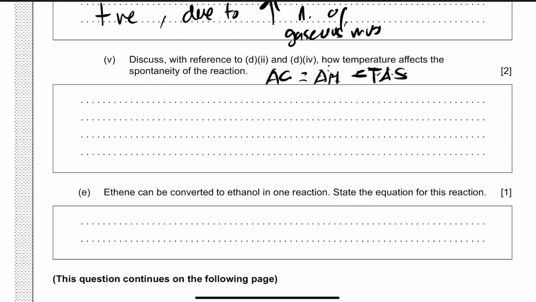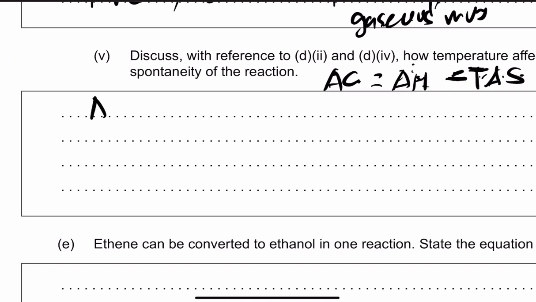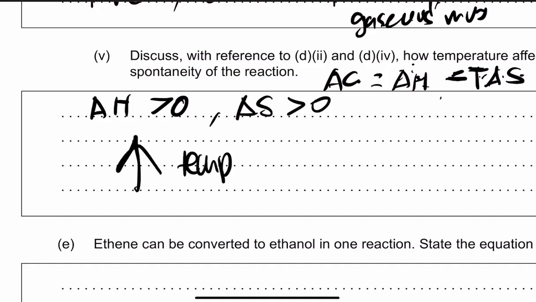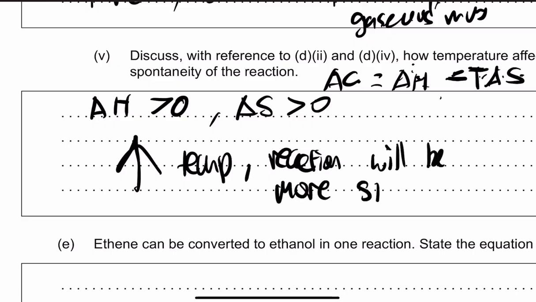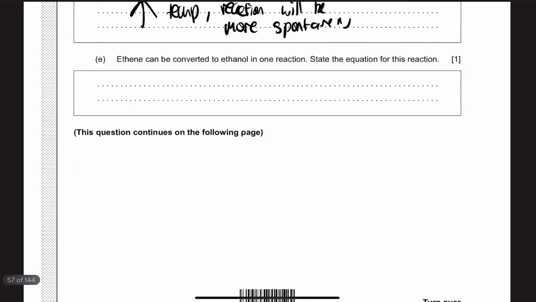So what does that mean? Let's identify first. Our delta H is greater than 0 and delta S greater than 0. Okay? And we know the reaction is spontaneous if delta G is less than 0, right? We have this equation here. So this means that at a higher temperature, the reaction will be more spontaneous because it'll be more negative in terms of the delta G. That's how we get it.